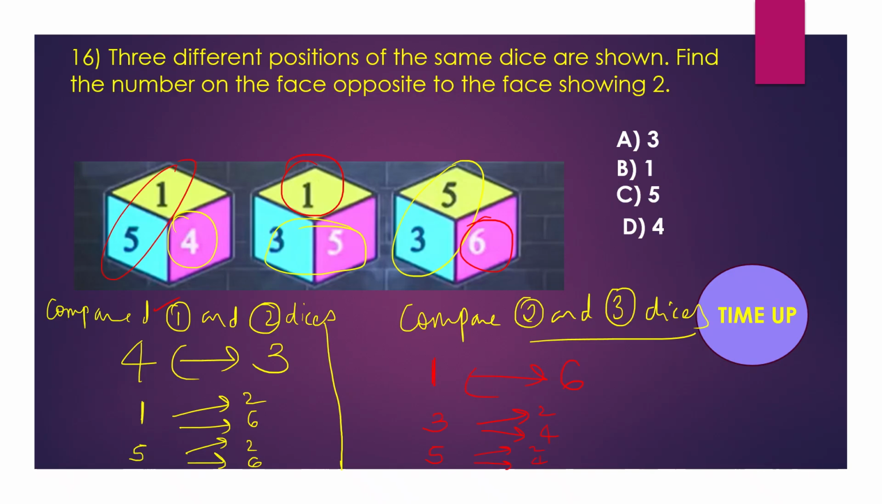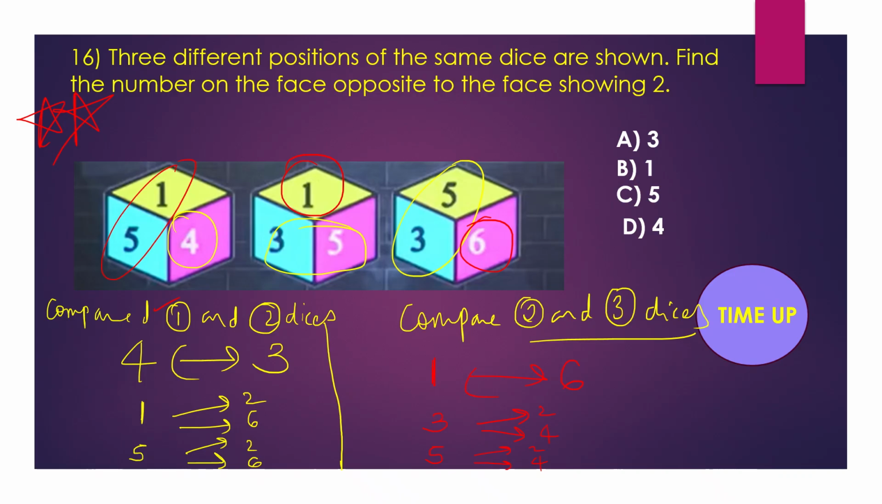Here also 2 or 4. So if you carefully check here, now you have compared 1 and 2 dices and you have compared 2 and 3 dices. Still you are not getting the answer. Now you need to cross check. Please mark this question also as important.